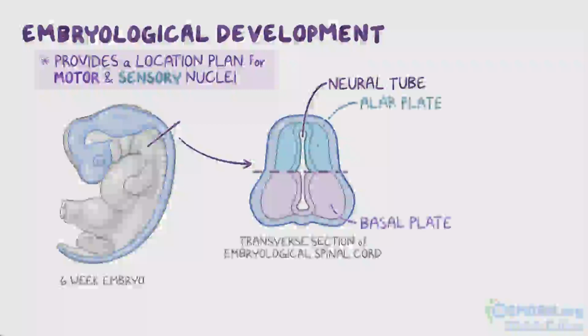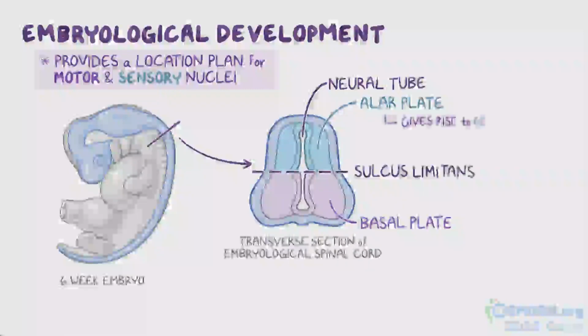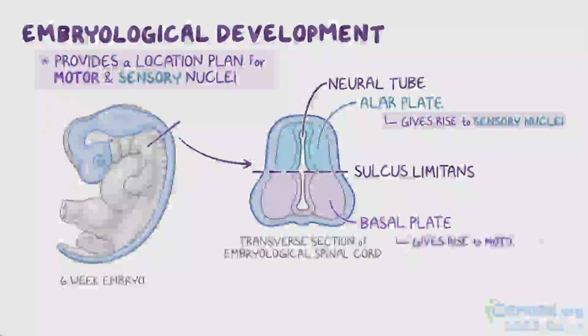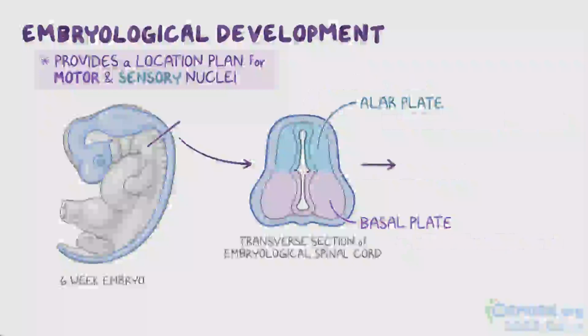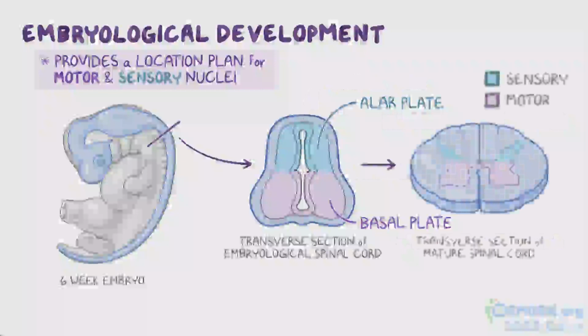Inside the neural tube, a groove called the sulcus limitans separates these plates. Now the alar plate gives rise to sensory nuclei and later develops into the dorsal horns of the spinal cord's gray matter. The basal plates, on the other hand, give rise to the motor nuclei and later develop into the ventral horns of the spinal cord.